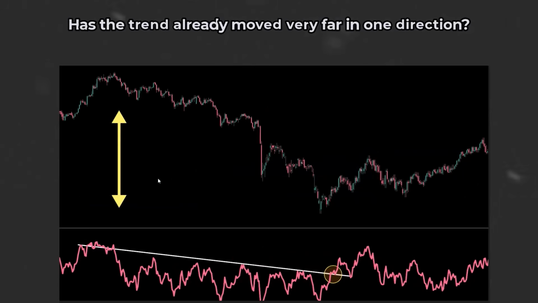Second, has the trend already moved very far in one direction? If the market has been moving in the same direction for a long time, the trend may be getting exhausted. In this situation, an RSI trendline break can act as an early warning that the move is losing strength.